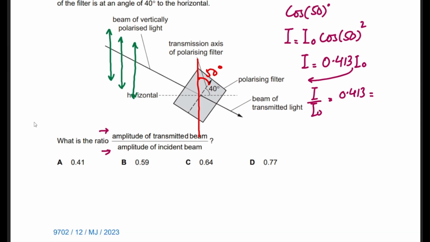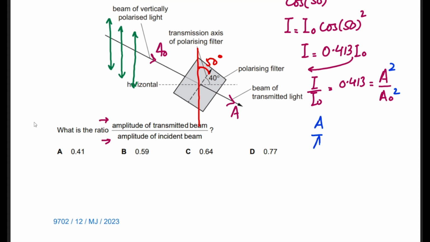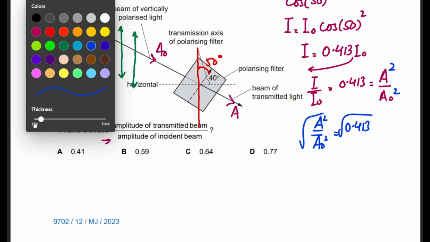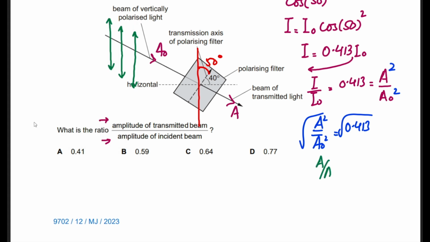Okay, so let's move at this point. Let's replace this with the amplitude that is emitted over here. Let's call this A, and let's call this A naught the amplitude that was introduced. So this is being divided by A naught. And we know that intensities are actually proportional to the amplitude squares. So if we take this equation, this will be A over A naught square equals, let's say, 0.413. And if you take the square root on both sides, because we want to find the amplitude, this becomes A over A naught equals the square root of 0.413, which comes out as 0.64 something. This is option C, right? And this is what he was asking us.